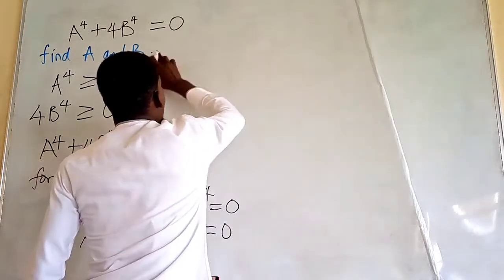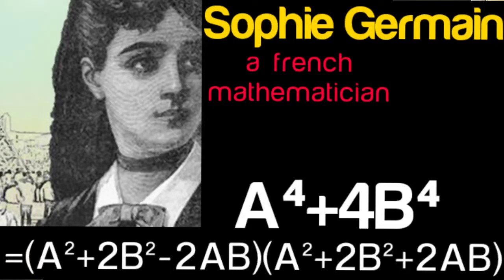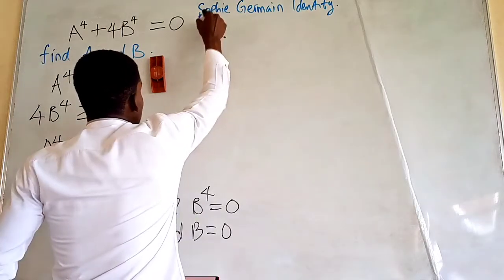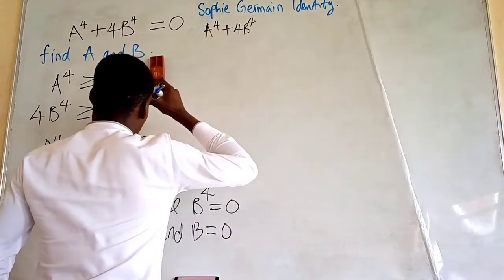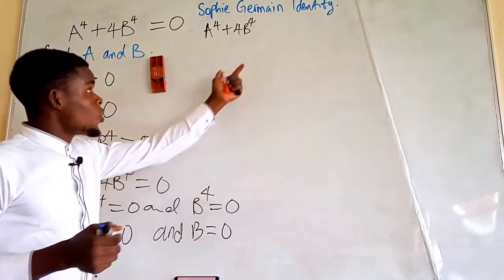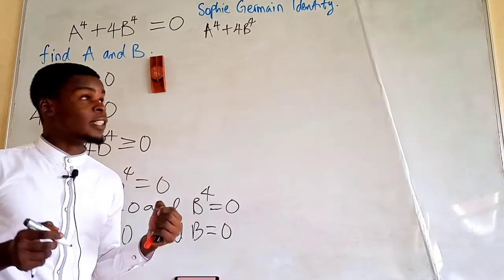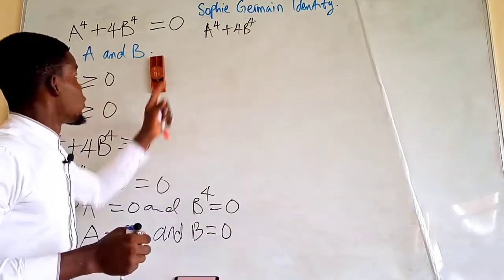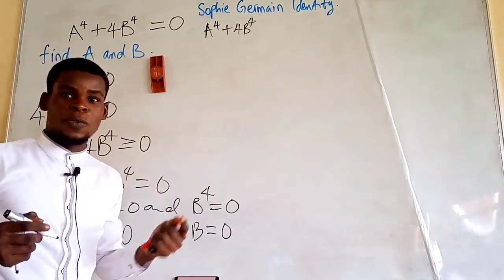Sophie Germain's identity, from a female mathematician. She showed us how to actually factorize something like this by saying that a raised to the power of 4 plus 4b raised to the power of 4 has an identity. So I'm going to go ahead and try to do what she did. Okay, this is going to help us. That's why I'm bringing it in. So we are going to do this, alright, and we're going to equate it to 0. And when we do that, we can go ahead and solve for the values of a and b.